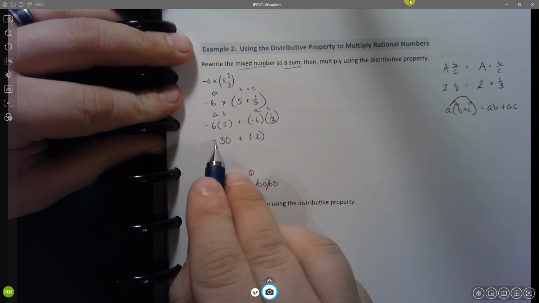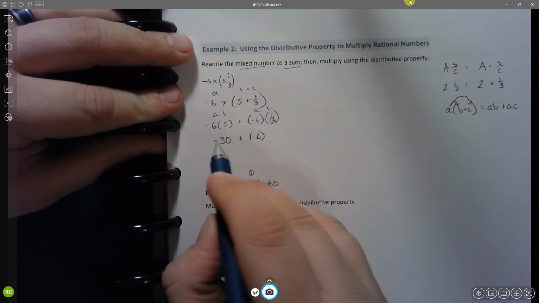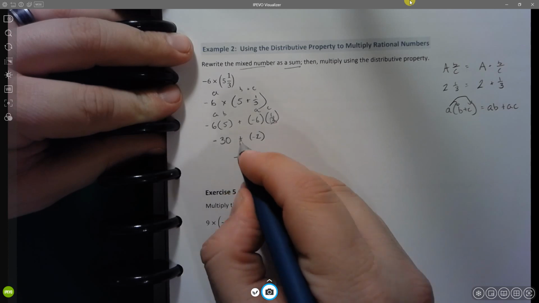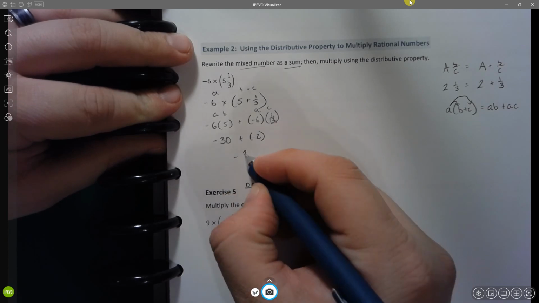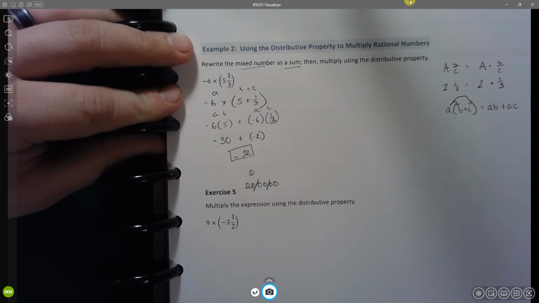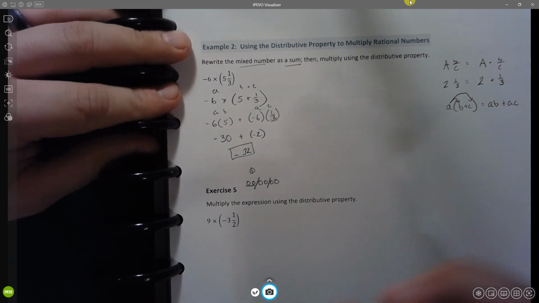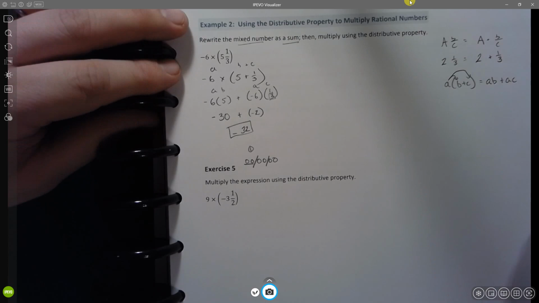So a negative 30 plus a negative 2. Remember, both of them are negatives, so that means my answer is just going to be negative. So what's 30 plus 2? Negative 32. So that's my answer. Okay? All right. Let's look at part 5 here.